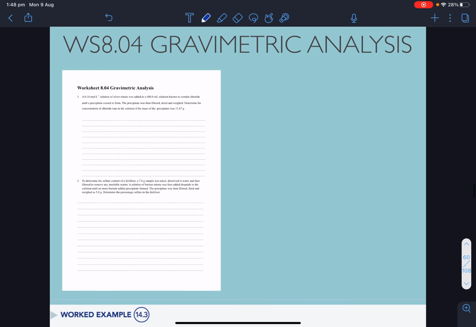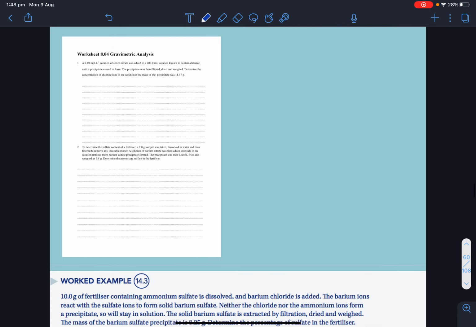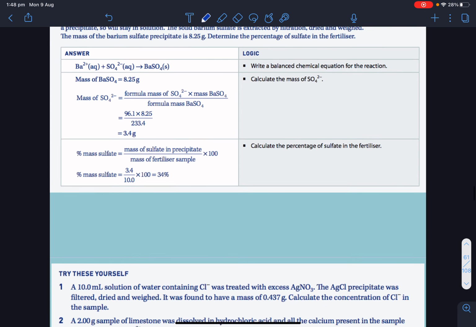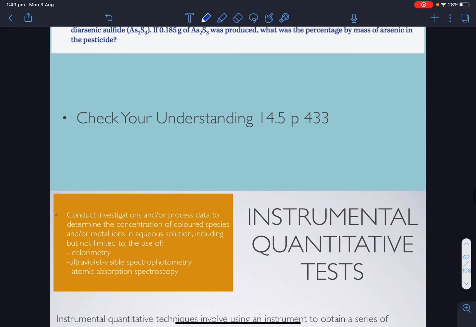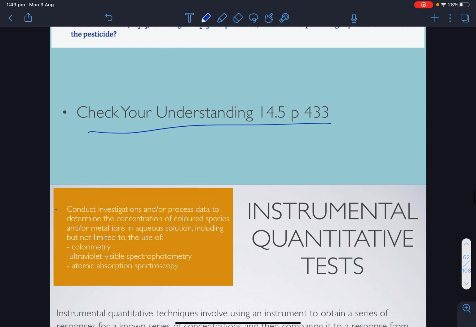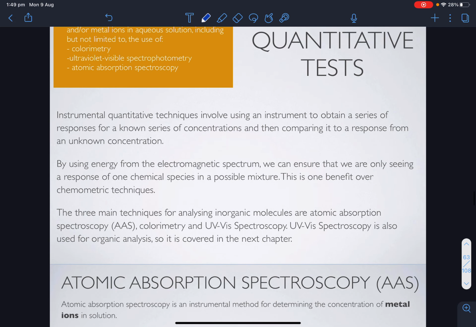All right. You can now do these questions, and there's a worked example from the textbook as well, and some check your understanding problems from the textbook. Let's call it quits there.